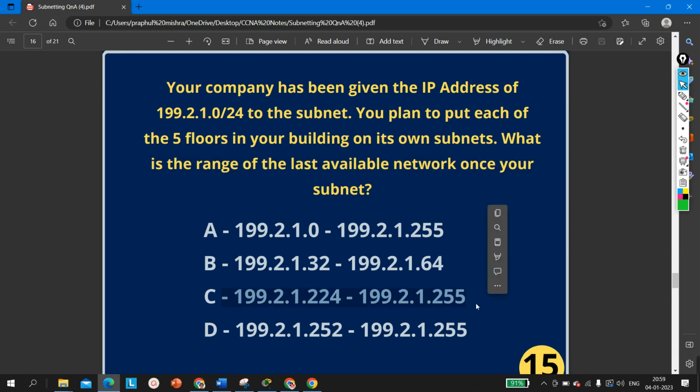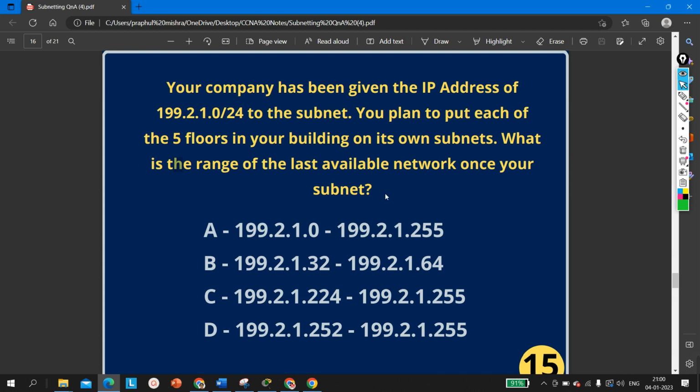You just need 5 networks. So definitely you will divide it into 8 parts, but it's not asking for the range of the 8th network. This question is asking what will be the last valid IP address of the 5th network, because the 5th will be the last network.